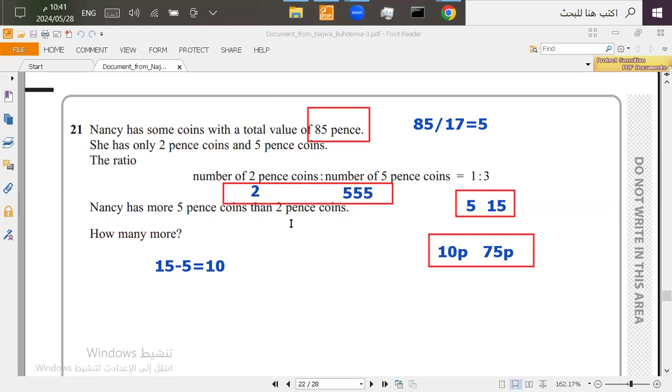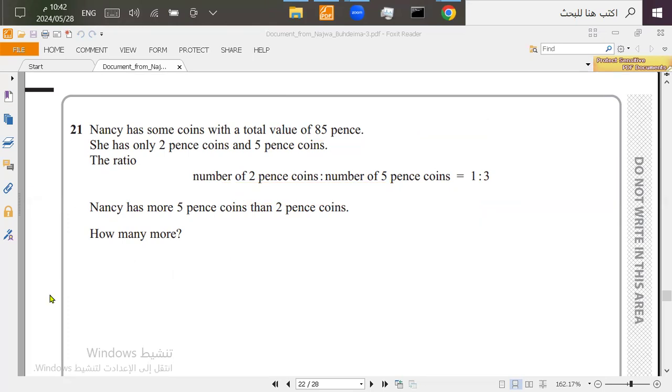So I multiply this by 5, multiply this by 5, I'll get 5, I'll get 15, and then I subtract them to get 10. This is another method that you can use to find the answer for this question. Now let's move on to the next question.